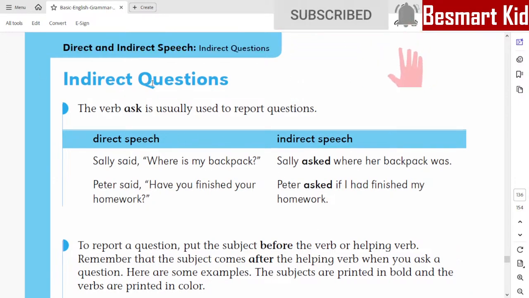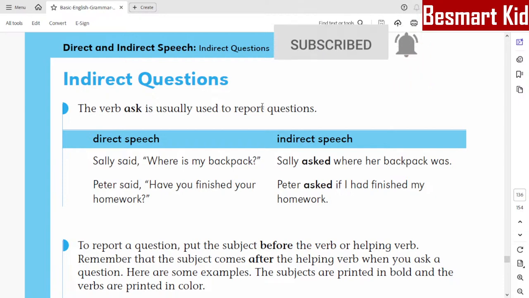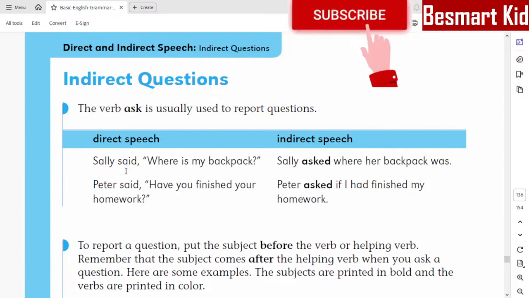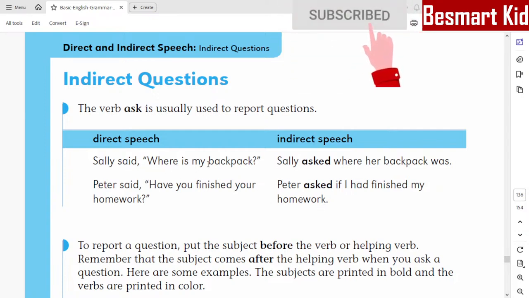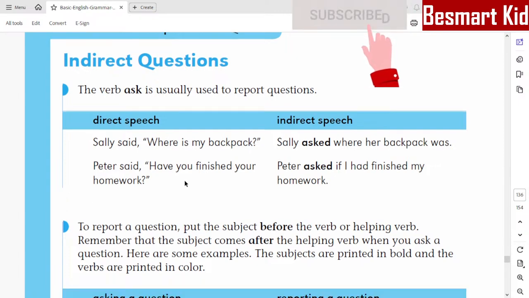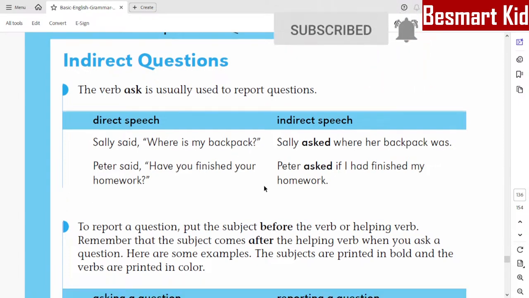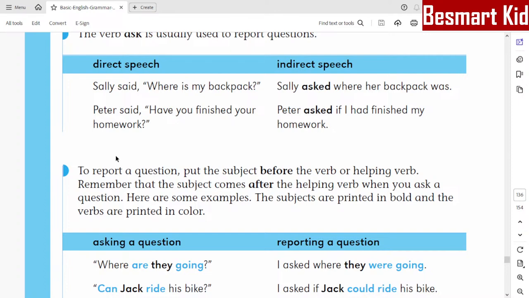Now we have the indirect questions. The verb ask is usually used to report questions. Here we have direct speech and here we have indirect speech. "Sally, where's my backpack?" Sally asked where her backpack was. Peter said, "Have you finished your homework?" Peter asked if I had finished my homework.